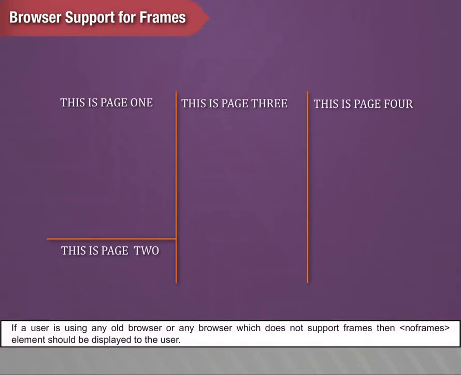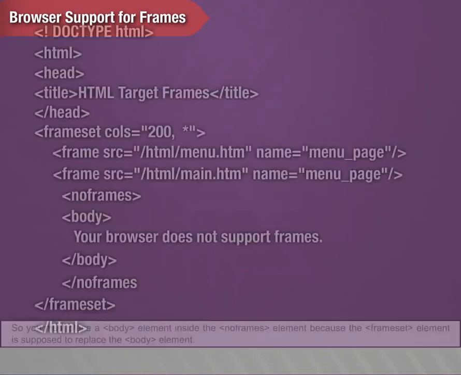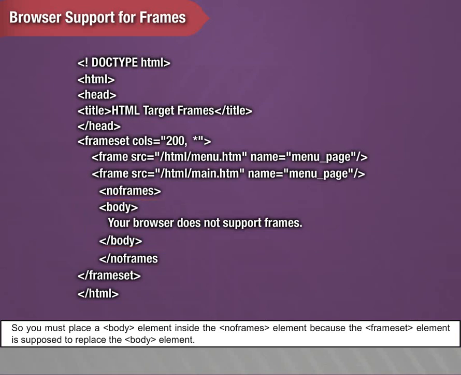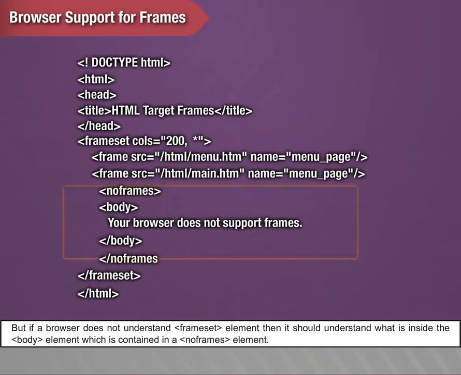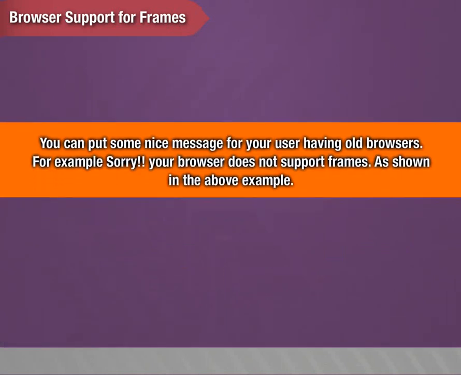Browser support for frames. If a user is using any old browser or any browser which does not support frames, then no frames element should be displayed to the user. So you must place a body element inside the noframes element because the frameset element is supposed to replace the body element. But if a browser does not understand frameset element, then it should understand what is inside the body element, which is contained in a noframes element. You can put some nice message for your user having old browsers. For example, sorry, your browser does not support frames, as shown in the above example.